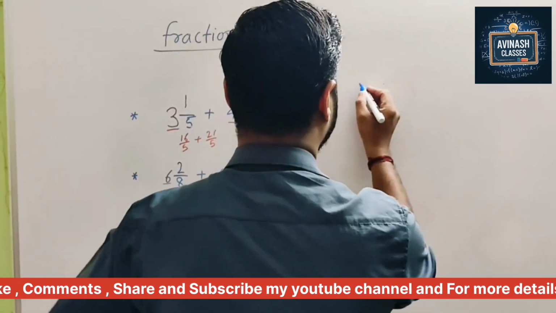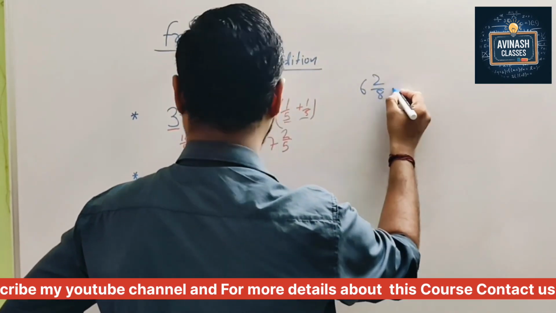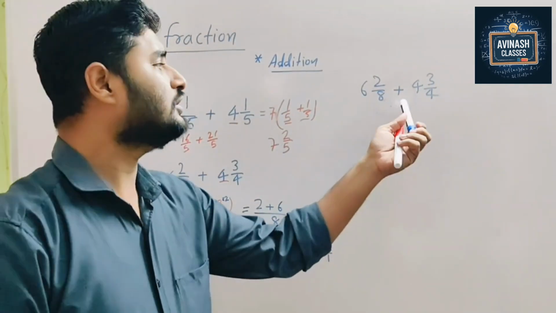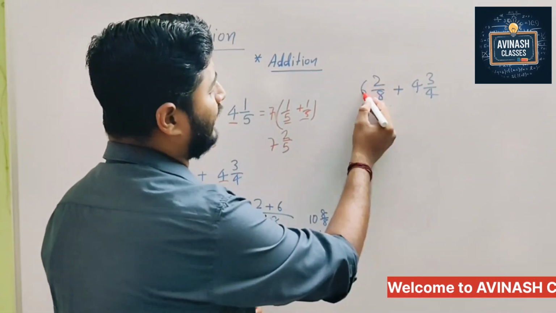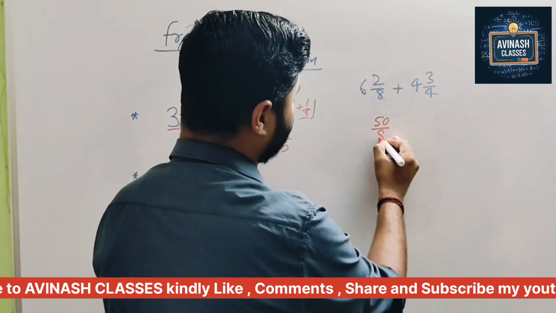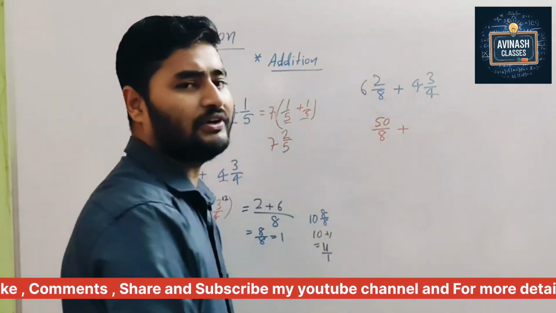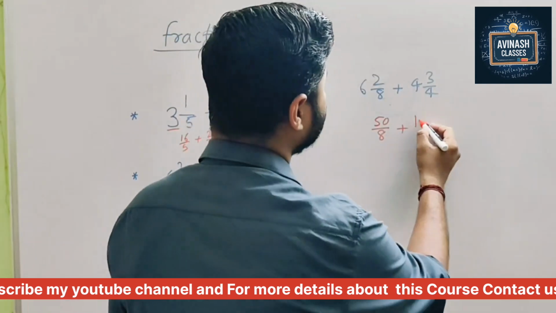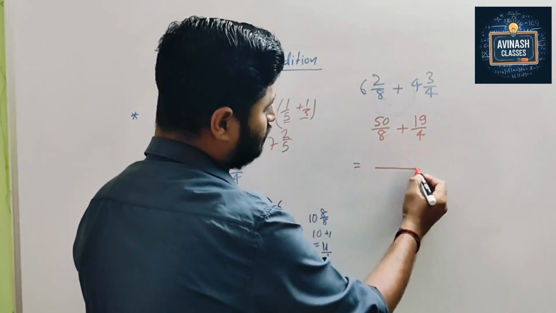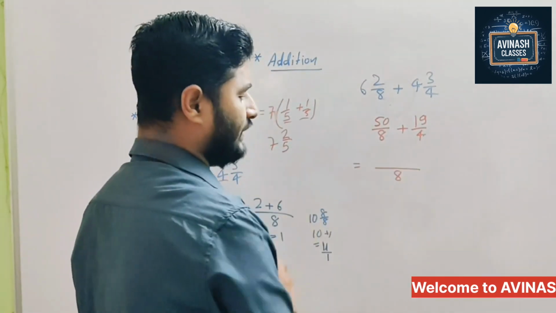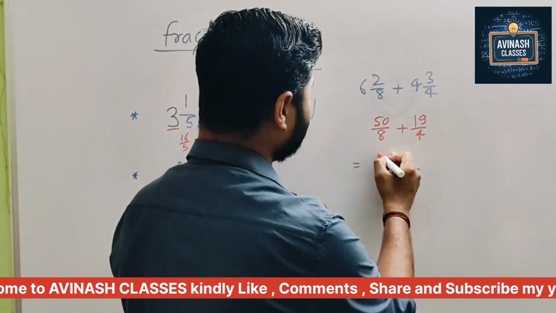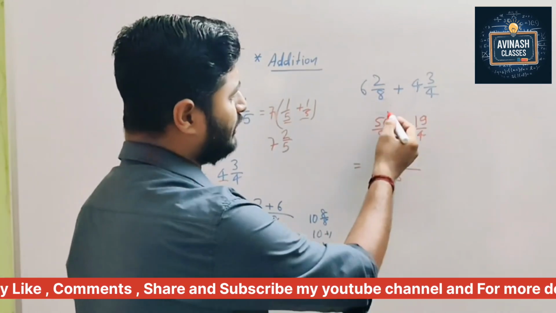Suppose here I am just taking 6 2 by 8 plus 4 3 by 4. See, now we are going to learn a school method. Simple. 8 times 6, that is what? Sir, 48. 48 plus 2, sir, 50. 50 by 8 plus here 4 times 4 is what, sir? 16. 16 plus 3, 19. 19 by 4. Now we have to take the LCM of 8 and 4. So the LCM of 8 and 4 is going to be 8. Now in the 8 table, how many times does it come? So it comes 1 time. So here we write 50 only. Correct? Because 50 times 1 is 50.